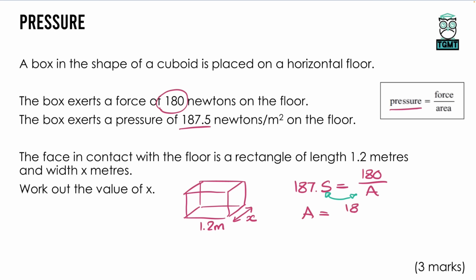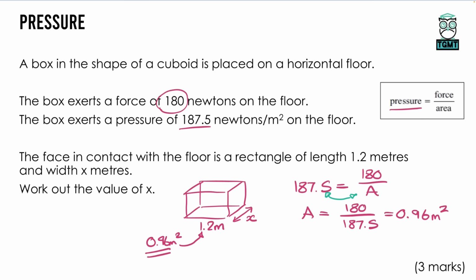So A is equal to 180 divided by 187.5. So if we type that into our calculator, 180 divided by 187.5, that comes out as 0.96. There we go. So 0.96 is the area, and it's in metres, so that's metre squared. So the area of the base of this rectangle here is 0.96 metres squared.